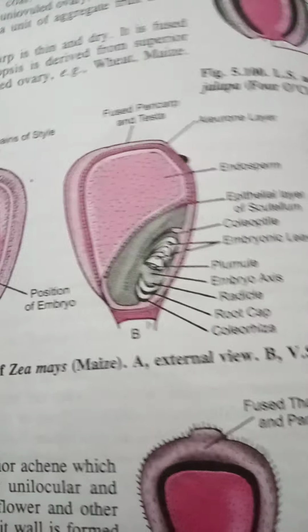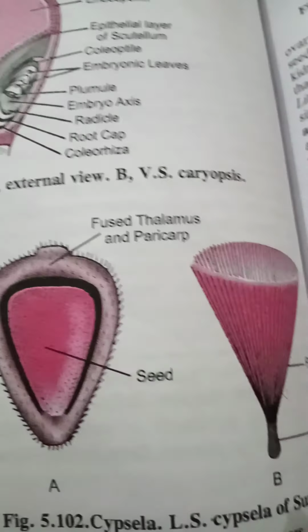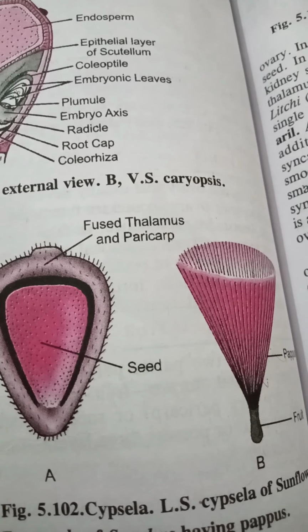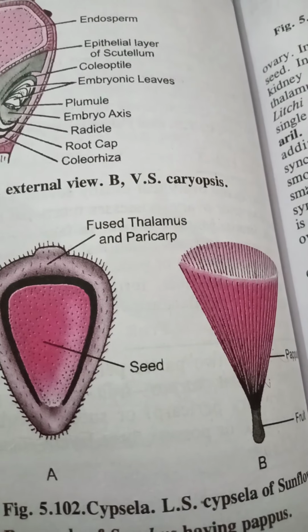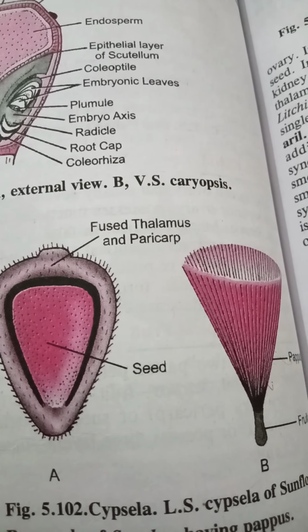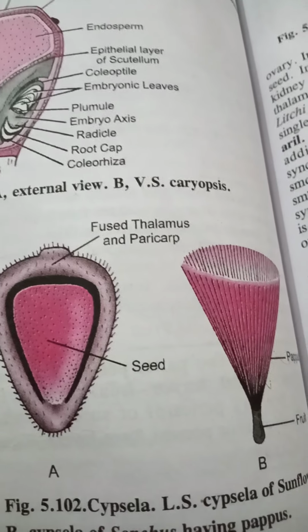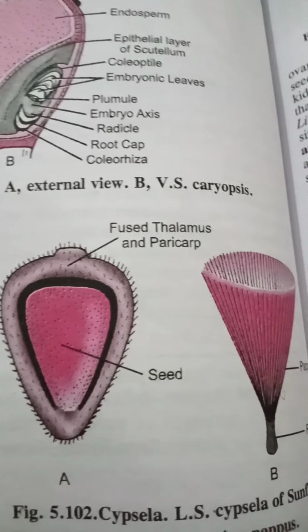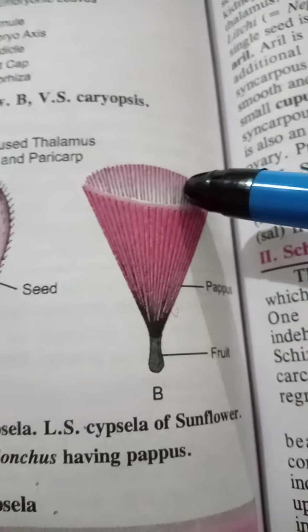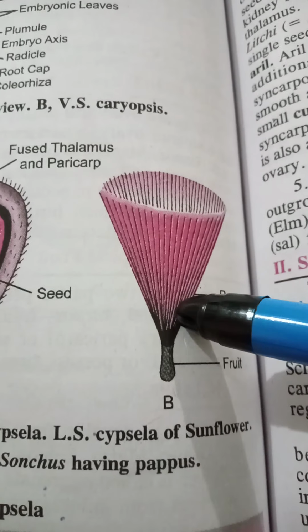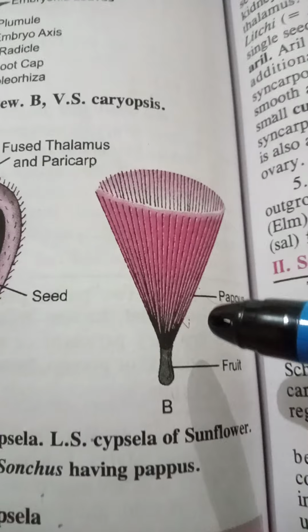Then next is the cypsela type. Here it is an inferior achene which is derived from an inferior unilocular ovary. The fruit wall is formed from thalamus and pericarp. It is thin and dry, and some types of cypsela develop pappus which helps in dispersal. So this is pappus. This is observed in the case of Sonchus.